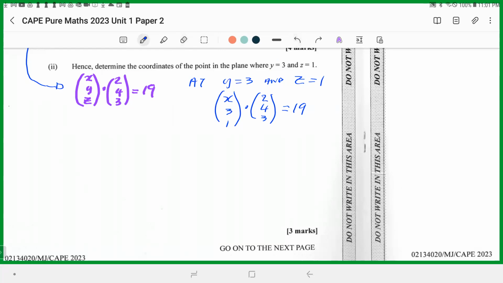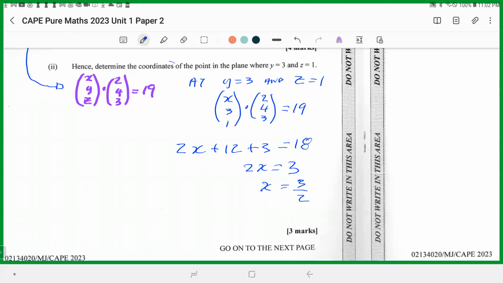So when we multiply the scalar product, 2x times 2 is 2x. 3 times 4 is 12. 1 times 3 is 3. All of that is equal to 19. What is the x? This is 15. 15 go over there and subtract, give me 13. So 2x equals 3, not 13, 3. That is 15 go over there to subtract 18, give me 3. So the x equals 3 over 2.